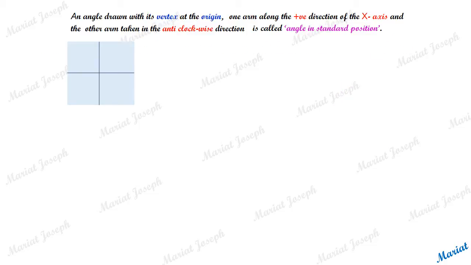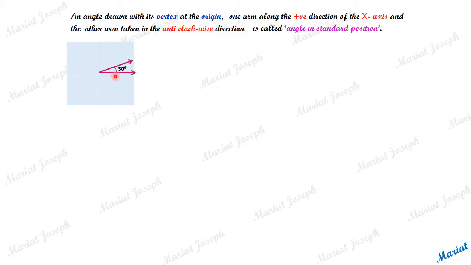More angles in standard position. Using this definition, let me draw one angle. First angle, first arm: I'm taking the positive direction of the x-axis with the vertex at the origin of the Cartesian system, x-axis, y-axis. Now, 30 degrees I'm measuring in the anti-clockwise direction. Anti-clockwise means this is the angle in the anti-clockwise direction.